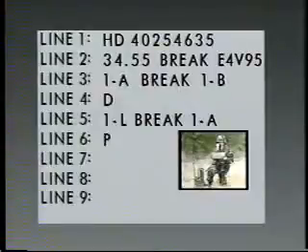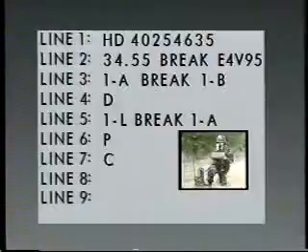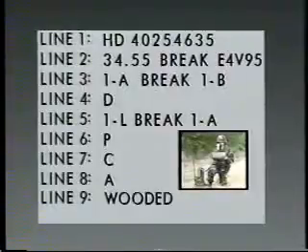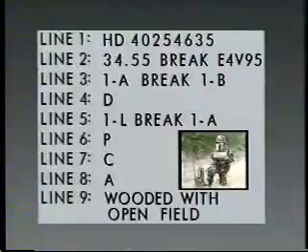Echo 4 Victor Niner 5. Line 3, 1 Alpha 1 Bravo. Line 4 Delta. Line 5 1 Lima 1 Alpha. Line 6 Papa. Line 7 Charlie. Line 8 Alpha. Line 9 Wooded with open field, over.